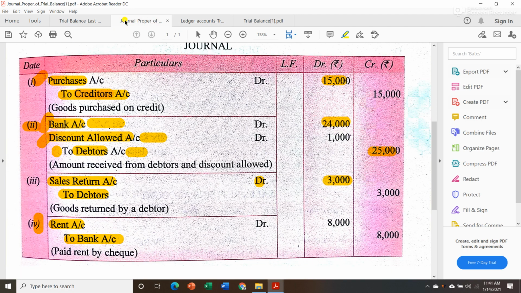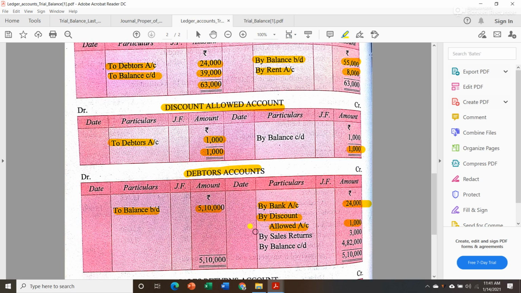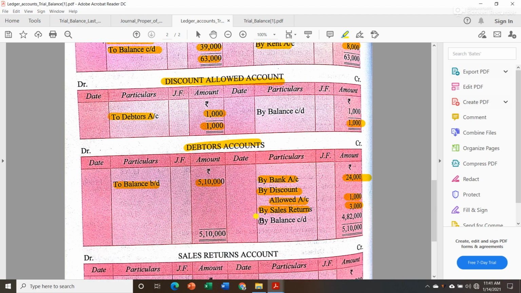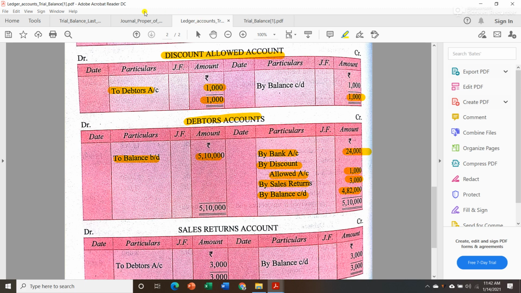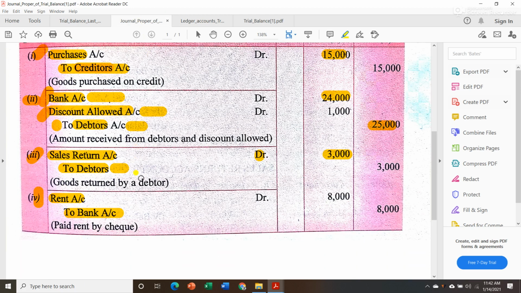Since we have a lesser number of journal transactions, let us see if any other transactions are related with these debtors or not. Yes, we have one here. So we will write by sales return account on the credit side, by sales return account 3,000. Now since we don't have any more journal transactions related with debtors account, we will simply balance both the sides, and by doing that we got a balance carried down of 4,82,000. Okay, now let us see the next transaction.